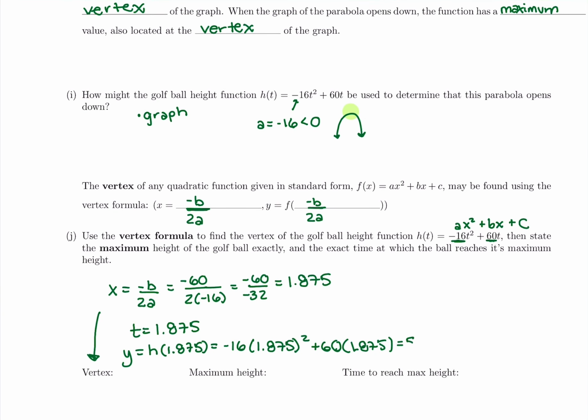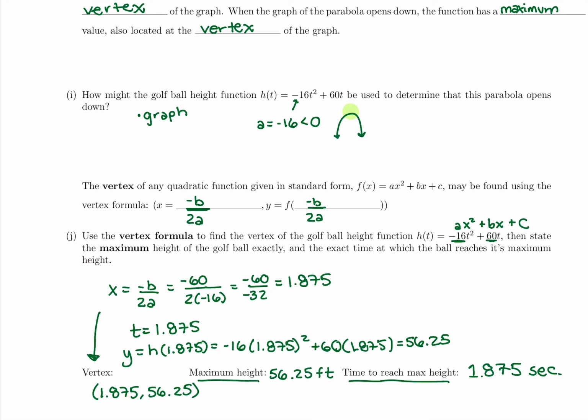It's actually 56.25. So my vertex is 1.875 comma 56.25, which means I know my max height and the time to reach the max height. So first of all, we found the time was 1.875 seconds for my t, and the height is 56.25. That was the output in feet.